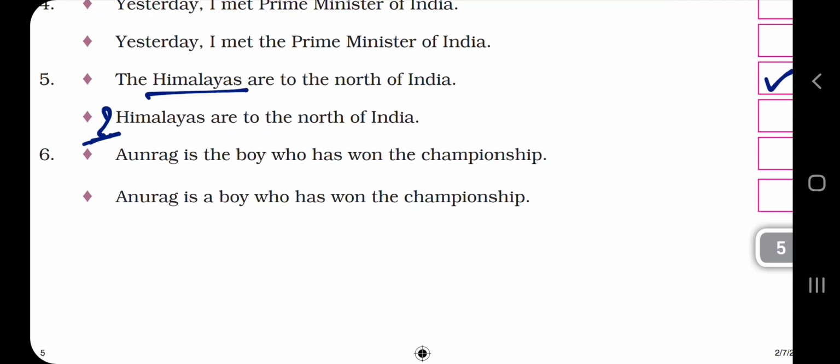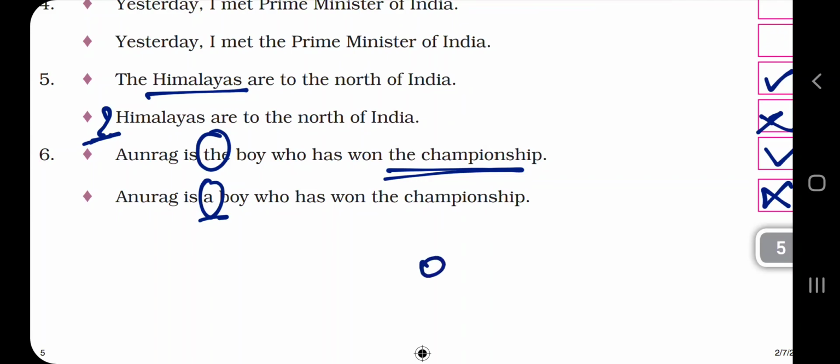Anurag is the boy who has won the championship. Is a boy. Now see here, the and a. Since he is the boy, he is a particular boy who has won the championship. So this will be correct and this will be wrong. Chalo. This remains completed and we will be doing the next part from worksheet 7 onwards in the next class.